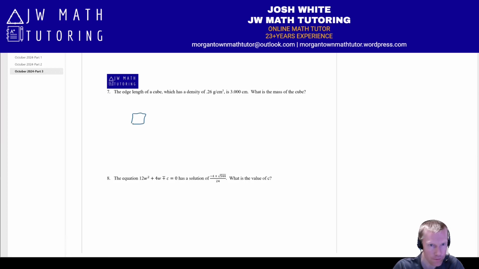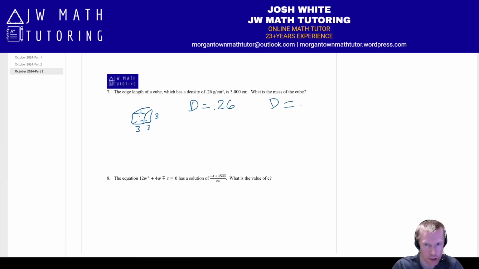So you have this cube. You're given the density, 0.26. The edge length of the cube is, I don't know why, supposedly given as 3.000 centimeters. I don't know why they did this. I mean, it's just 3 right here.